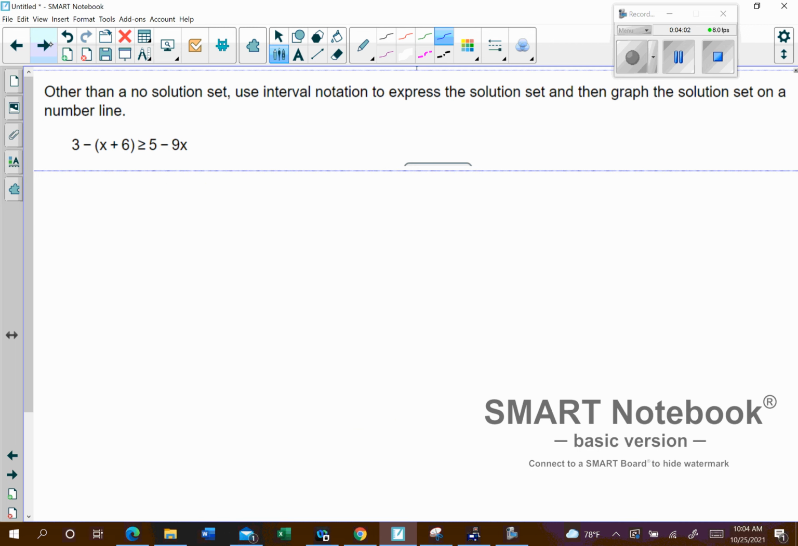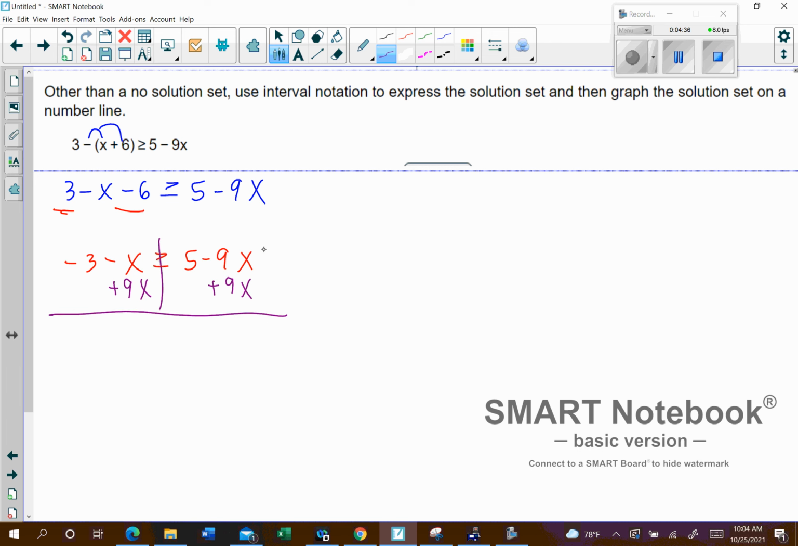All right, let's see. Here's another one pretty similar to the previous two. So you have to distribute the negatives. So we're going to get 3 take away x take away 6 is greater than or equal to 5 minus 9x. And so the 3 take away 6, that'll be a negative 3. And then we have a minus x is greater than or equal to 5 minus 9x. And then I would think probably adding 9x to both sides would be our best move here. And so that'll leave us with negative 3 plus 8x, because you had a negative 1, but we add 9 to it, so it becomes a positive 8x. And then that'll be greater than or equal to, that'll cancel out, that'll be 5.